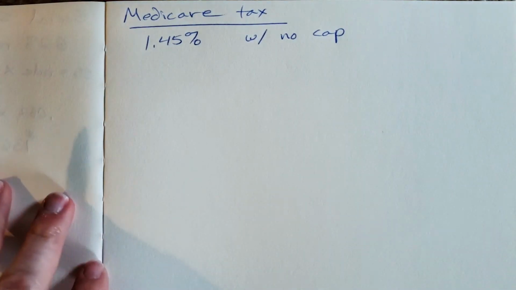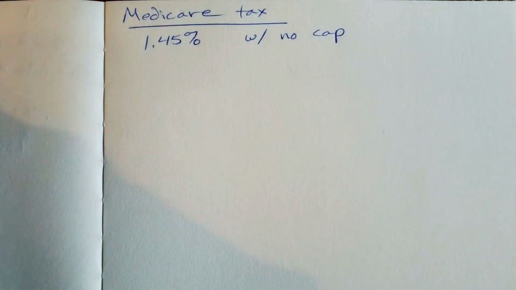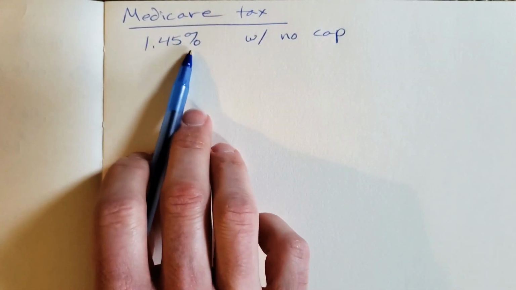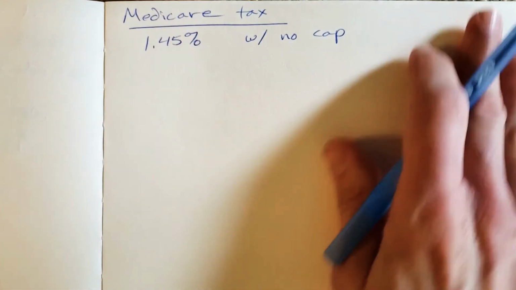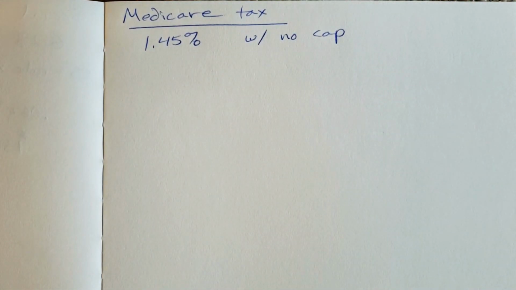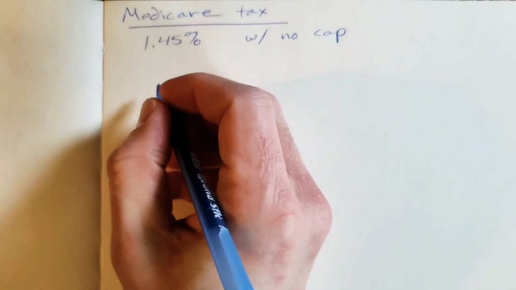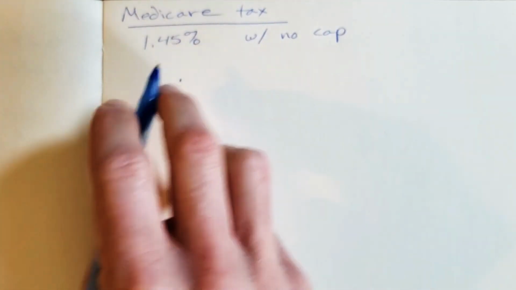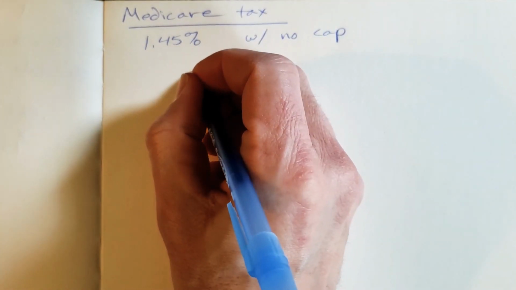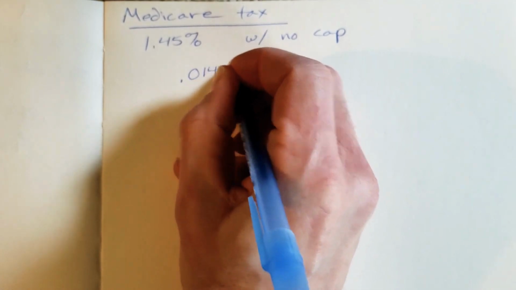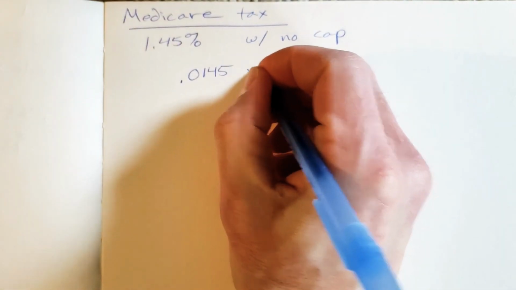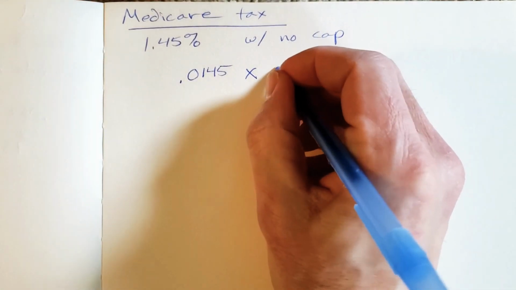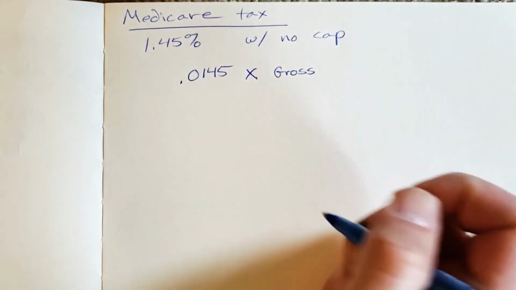All right, now with Social Security, we also tend to talk about Medicare because they tend to go hand in hand. And Medicare is always a 1.45% tax with no cap. So that whole mess that we just had to deal with for Social Security, we don't have to with Medicare. And it's basically just, you're going to turn that 1.45% into 0.0145, because again, as a decimal, move that decimal point over 2 places, times the gross for the paycheck.